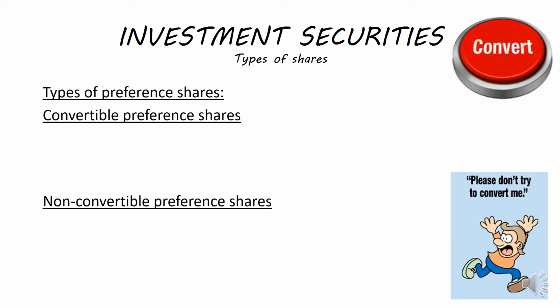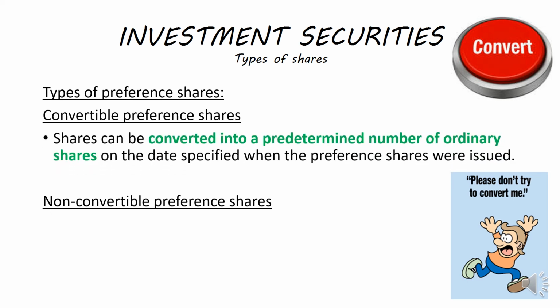Then we also distinguish between convertible preference shares and non-convertible preference shares. Convertible preference shares are preference shares that can be converted into a predetermined number of ordinary shares, again on the date specified when the preference shares were issued. So on the date that you buy your convertible preference shares, on that day that the transaction takes place, the company will specify a date, and they will tell you that on this date your convertible preference shares will be converted into ordinary shares.